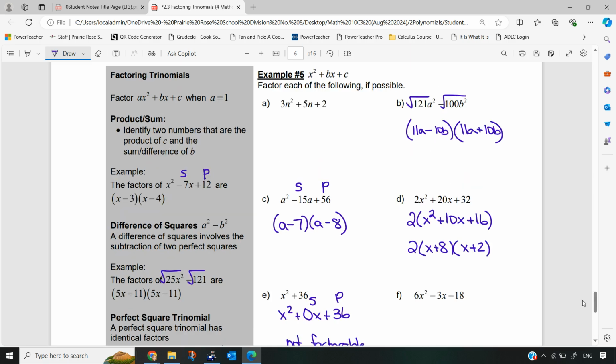That leaves me with 4 examples. In all of these cases, the leading coefficient is not 1. So for each of these examples, I'm going to use a different method. I'm going to use the box method. So I've got 3n squared plus 5n plus 2.